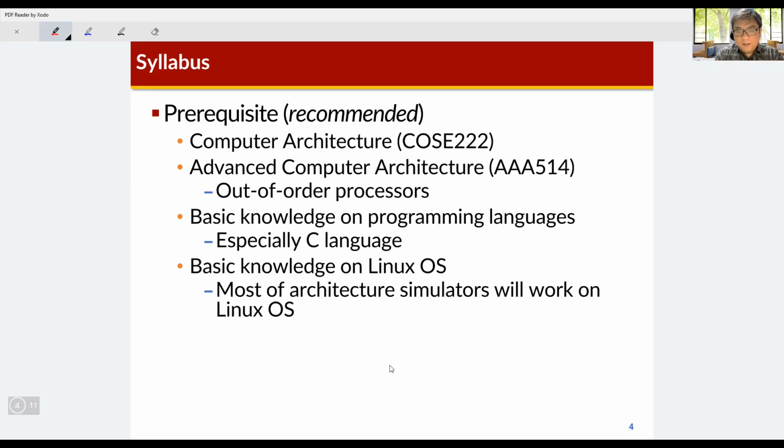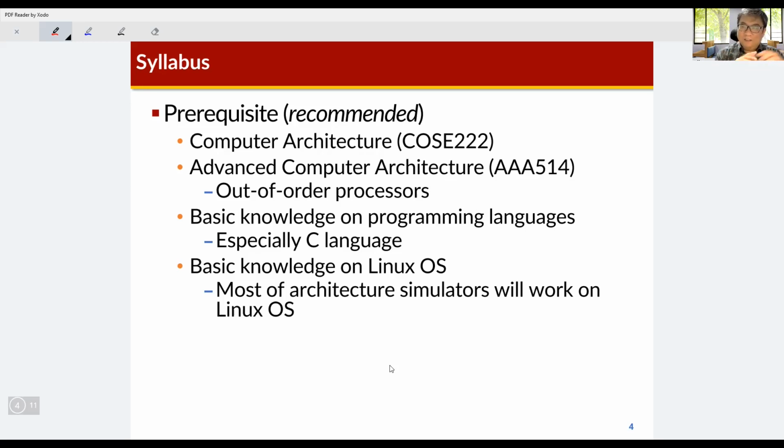Okay, and then some basic knowledge of programming languages such as C or C++, because most architecture simulators are written in C or C++. And as a computer engineering or computer science student, I recommend you understand C programming.